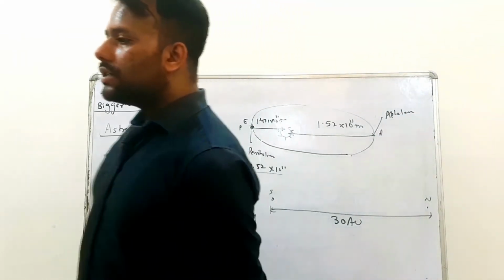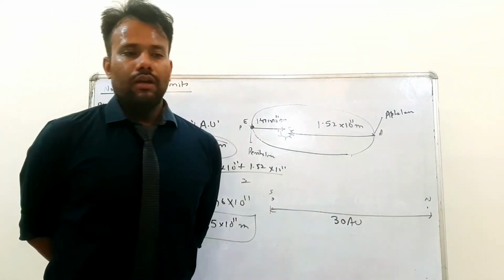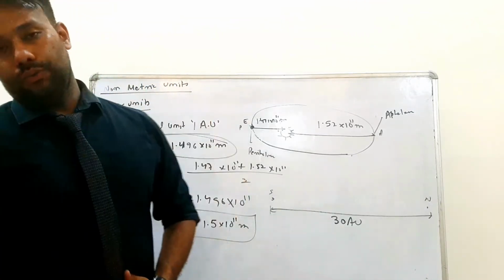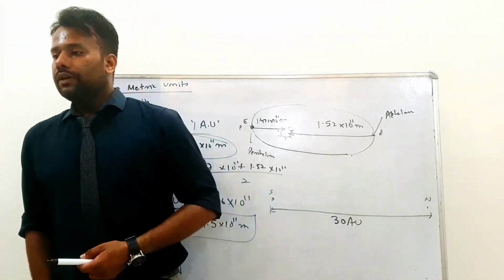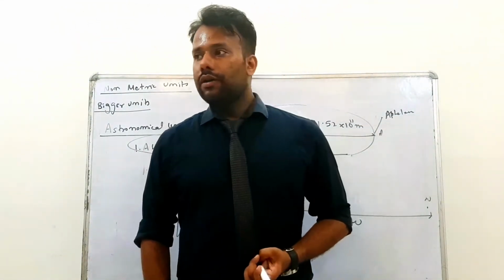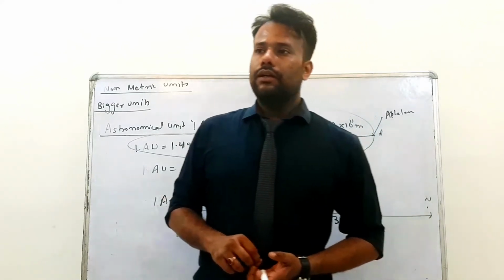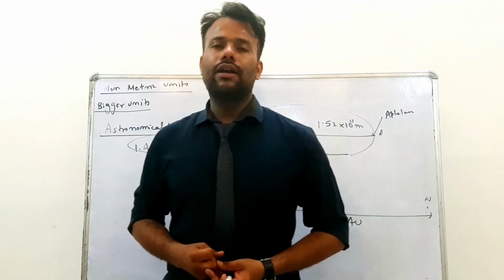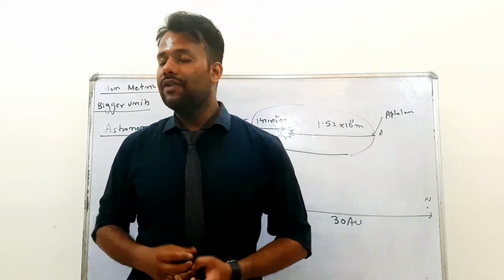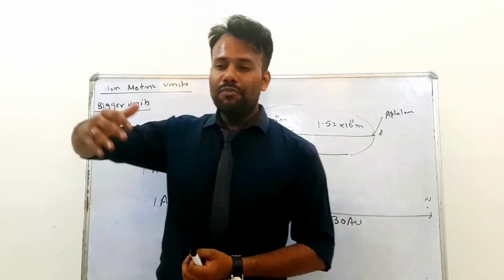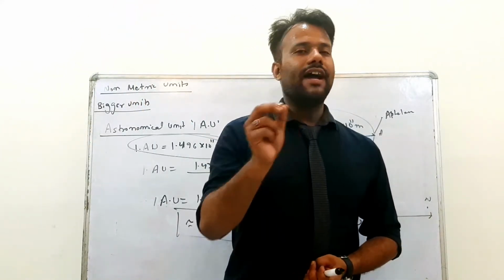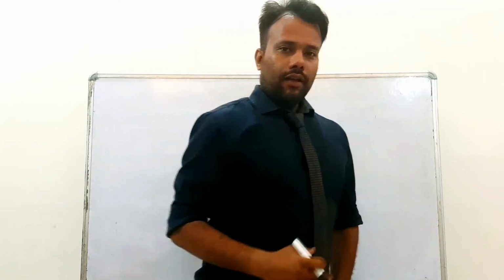Now there are certain distances which are again too large for AU. For example, we can say the radius of our galaxy, or the distance to the nearest galaxy, that is Andromeda galaxy. If we measure in AU, again it will be a very big number. So for an even bigger unit, we introduce one more unit known as the light year. So how do we define the light year?